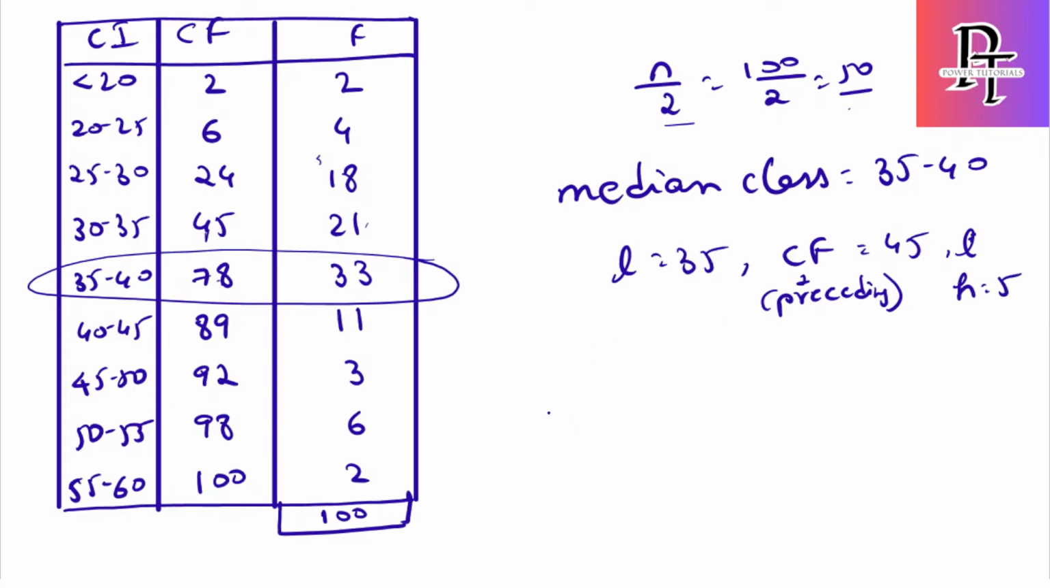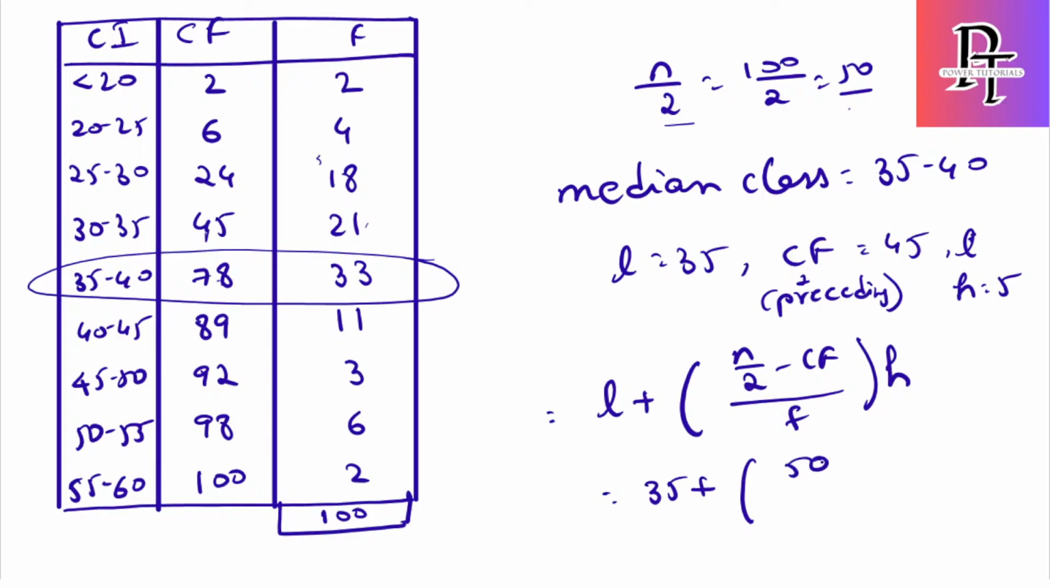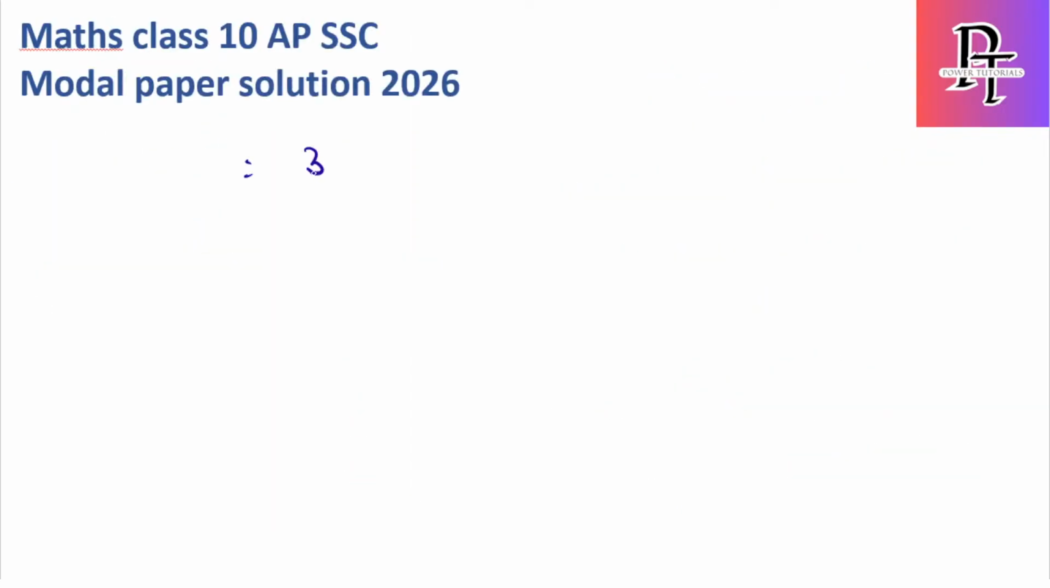Let's substitute in the formula. Median formula is L plus (n by 2 minus CF) by F into H. What is the L value? 35. N by 2 we have as 50. Cumulative frequency, as I told you, is of the preceding class, so 45, by the F value. F value is the frequency of the median class, 33, and the H value is 5. So we'll get 35 plus 5 into 5, which is 25. 35 plus 25 by 33.